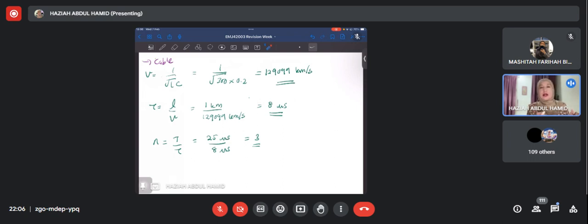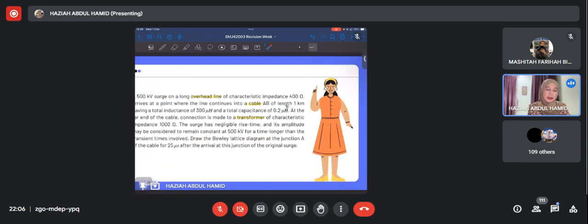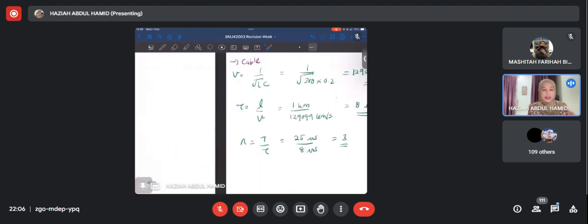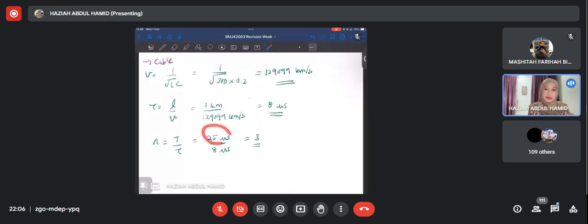And then kita nak tengok how many reflections yang kita nak kena observe. So that depends on the soalan tadi. Soalan ask us to monitor for 25 microsecond. So with that duration, 25 microsecond, one single time 8 microsecond. So within 25 microsecond, kita monitor 3 reflections.